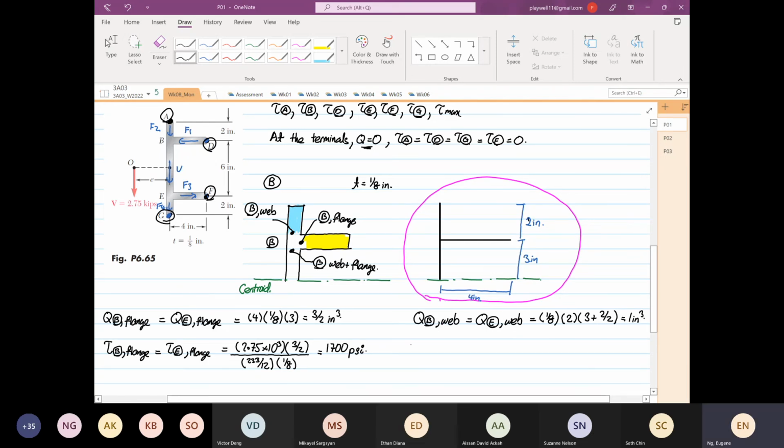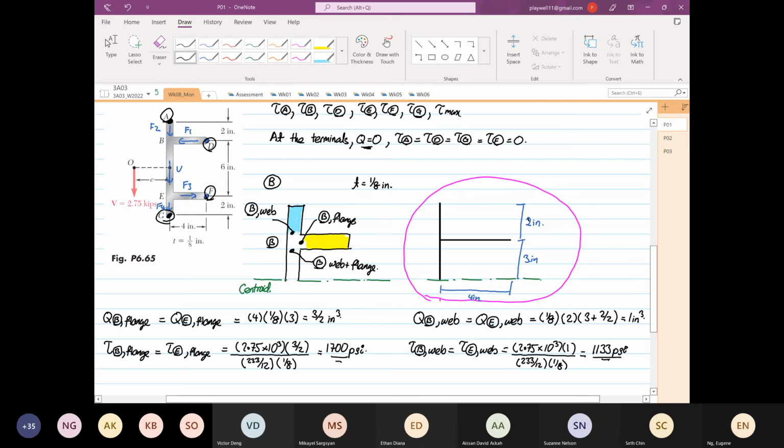So likewise, you apply the formula. Shear stress at point B of the web is equal to shear stress at point E at the web. So this will be equal to 2.75 times 10 to the power of 3 multiplied by 1 divided by 233 over 12, 1/8. So this is equal to 1.133 or 1133 psi.